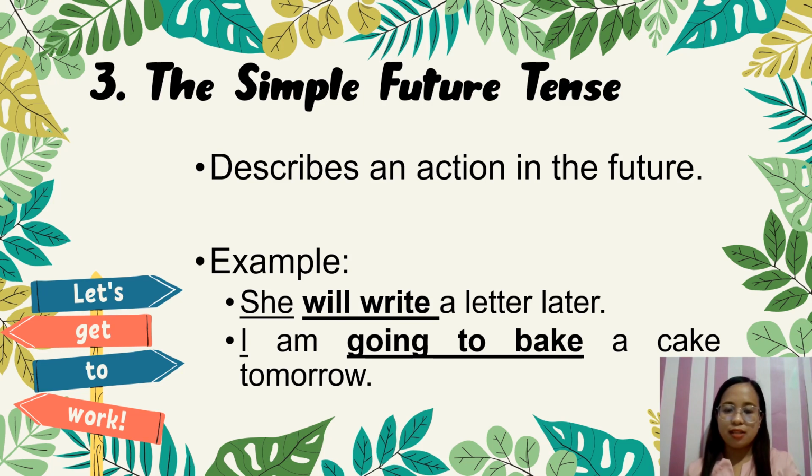Okay, look at the sentence. The subject here is the word she, and the verb is the word will write. That is the verb. Okay, next example. I am going to bake a cake tomorrow. Let's study the sentence. The subject is the word I, and the verb is going to bake. Yan naman yung simple future tense. Okay, let's have more examples.